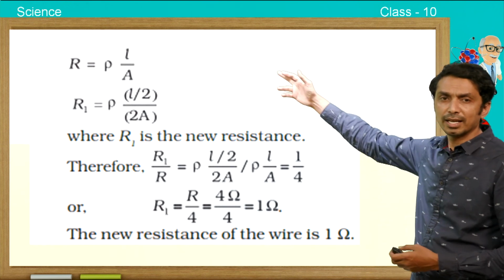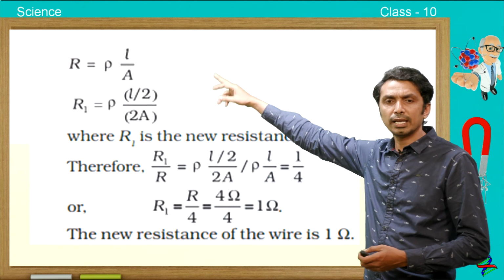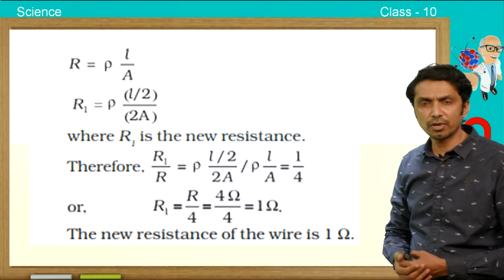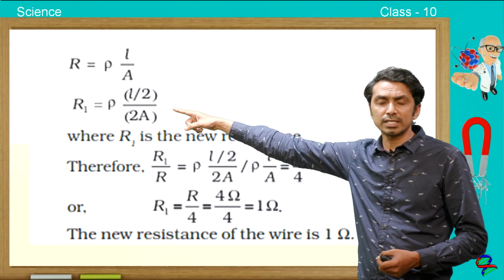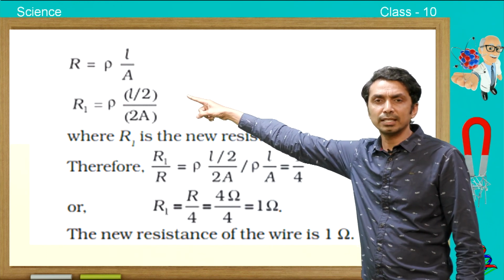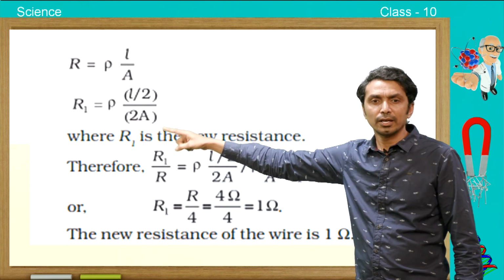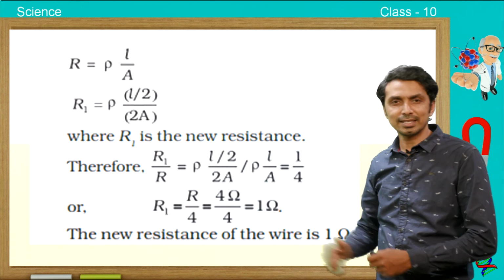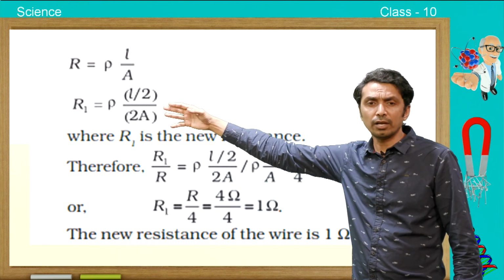Look here children, R is the resistance that we are finding now. Rho L by A is the equation for resistance, and R1 is the new resistance where we have changed the length to L by 2 and area of cross section to 2A. So R1 is the new resistance. Now shall we put the values?